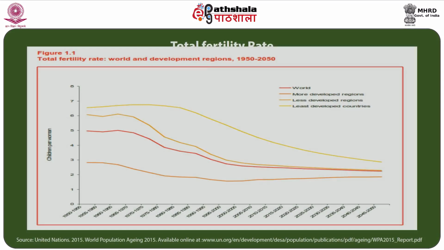The graph clearly shows the total fertility rate variations and the trends noticed in the world and also in the other regions, which clearly indicates that across the globe, irrespective of developing regions, there is a reduction in the total fertility rate, which is a welcoming feature.